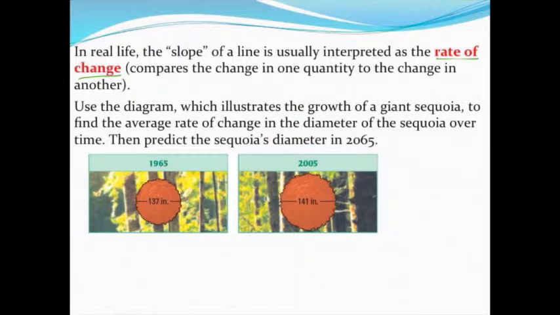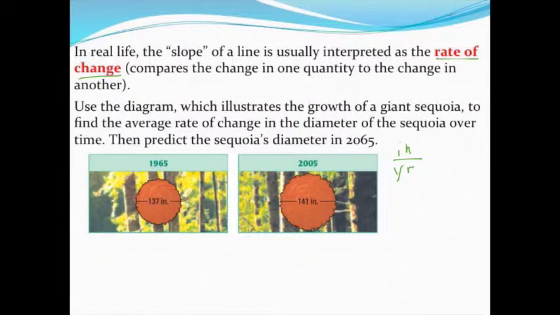We're checking to see the rate of change in a giant sequoia, how much this tree is growing over time. So taking a look at this, what I'm going to set up is, well, how many inches has it grown, and then how many years is it taking to do that? So there's my rate of change, my slope in this case.